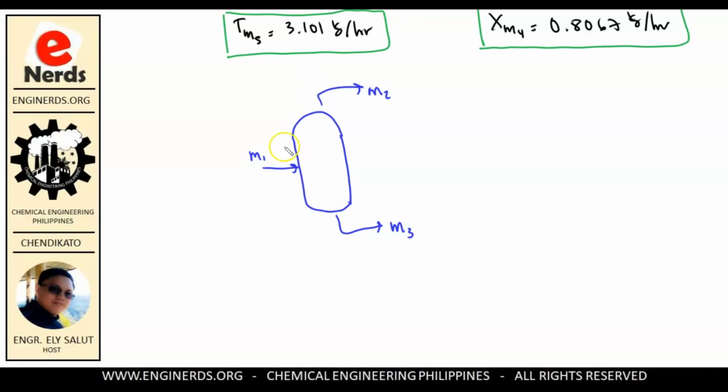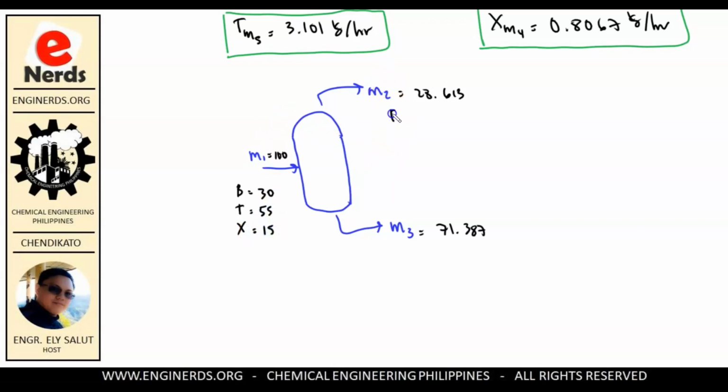So, our M1 is equal to 100 kilogram per hour. Our M2 is equal to 28.613 kilogram per hour. And our M3 is equal to 71.387 kilograms per hour. So, our benzene is equal to 30 kilograms per hour. Our toluene is 55 kilograms per hour. And our xylene is 15 kilograms per hour.